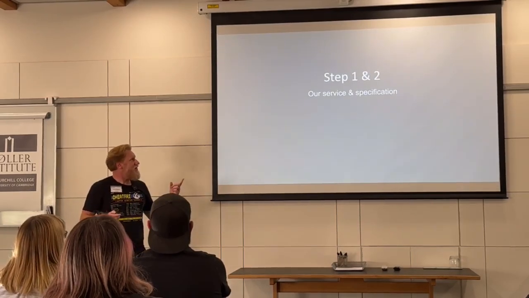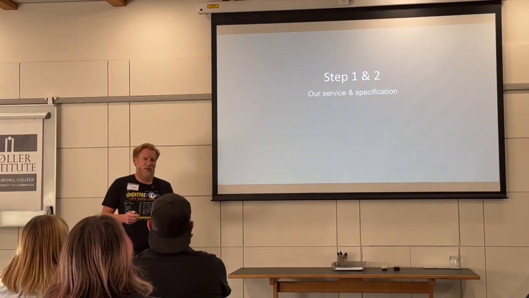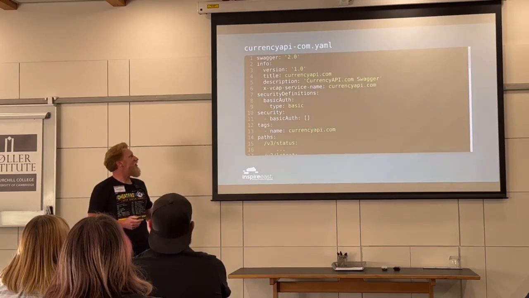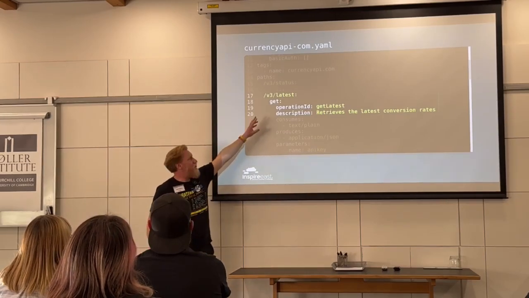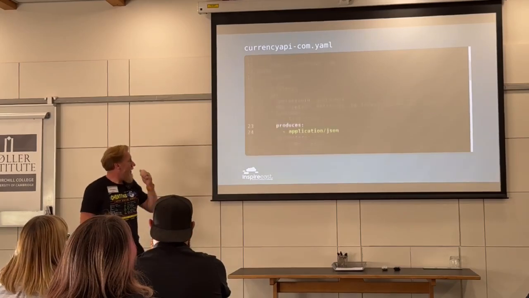Step one, we need to identify our service. Thankfully, there are applications on the internet where you can get exchange rates. We're using currencyapi.com, which is handy because that's exactly what we want, an API to do currency conversion. We need a specification. They do have a specification, which is good. It looks like this. And in there, there's a call called latest, and it retrieves the latest conversion rate. Perfect, that's what we want.